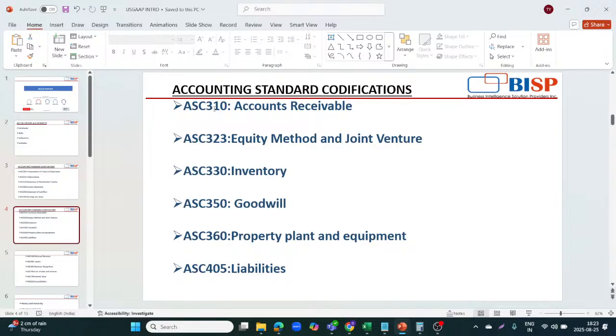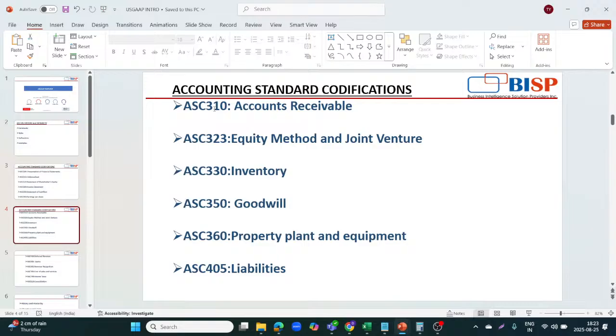Then you have ASC 360, that is your property, plant and equipment, which is a part of your fixed assets. Here we'll see cost capitalization of your property, plant and equipment, what is depreciation, how it will be charged, some important terms associated with depreciation, and various depreciation methods. And we'll take various examples for better understanding. So property, plant and equipment, as you know, is a part of your fixed assets. When you have purchased property, plant and equipment, it needs to be capitalized.